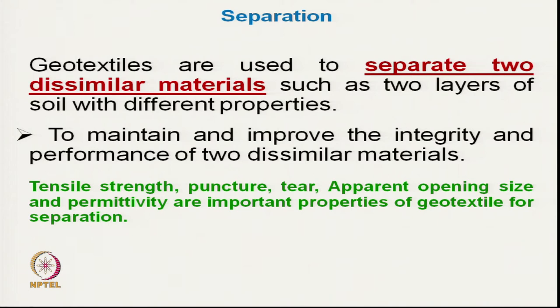Now, coming to separation, geotextiles are used, as I have mentioned, to separate two dissimilar material, such as two layers of soil with different properties. One is larger size, another is smaller size. It is used to maintain and improve the integrity and performance of two dissimilar material. They should not mix together, to have better strength. So, for separation purpose, we need specific characteristics of geotextiles.